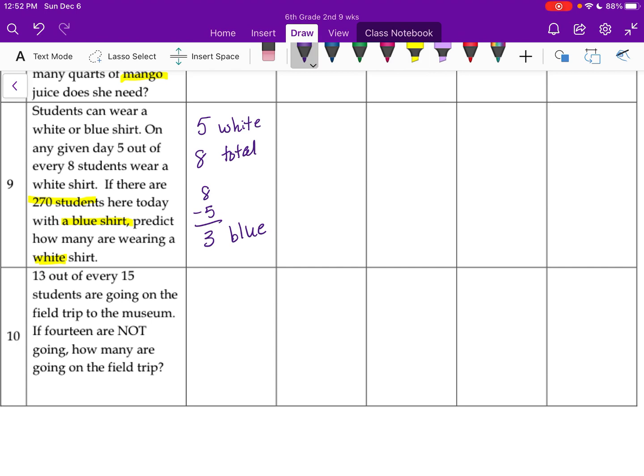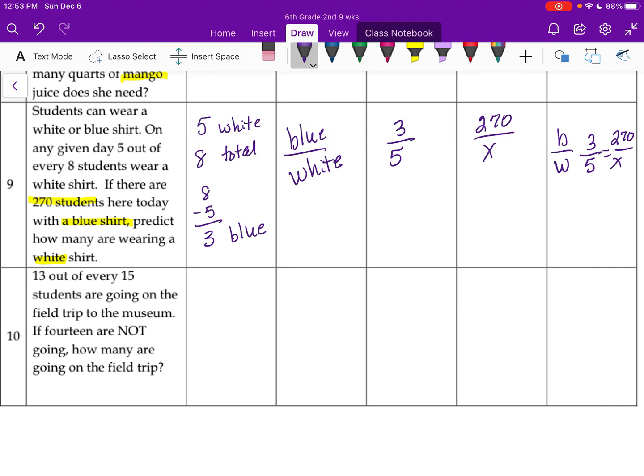So we are going to do blue to white. Our blue is 3 and our white is 5. Remember, get those from your original ratio. And then 270 have a blue shirt, so 270, and we don't know how many are wearing a white shirt. So blue to white is 3 to 5, which is 270 over x.